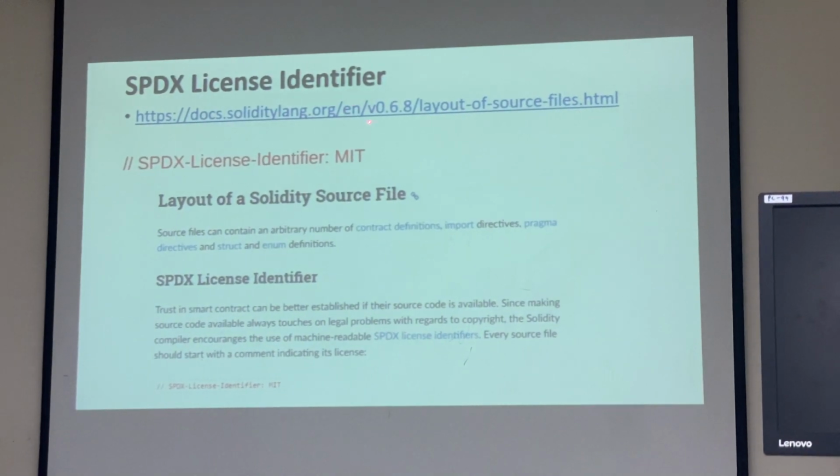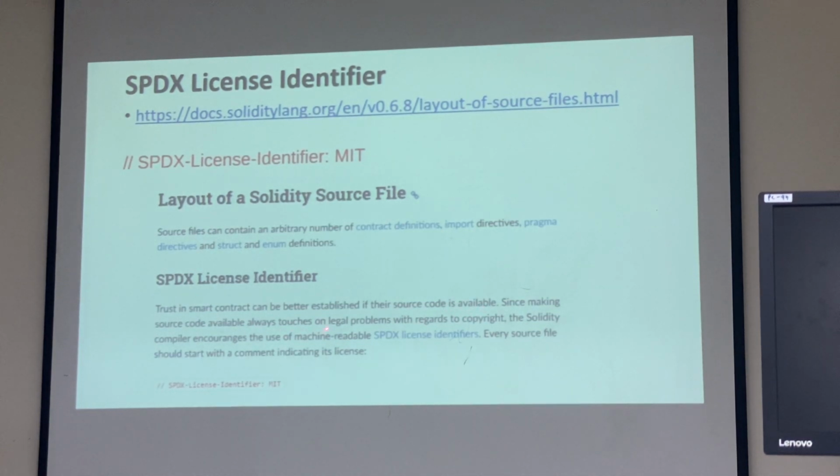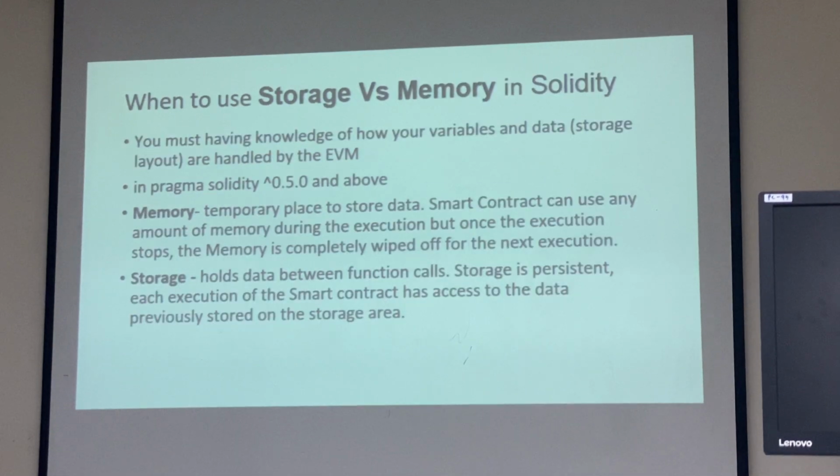As I mentioned, from version 0.6 and 0.8 onward, we need to define our license identifier. This license identifier indicates that your smart contract's source code is available, so it avoids legal problems with regard to copyright. Every source file should start with a comment indicating the license. There are many licenses, but this is the one I am using.